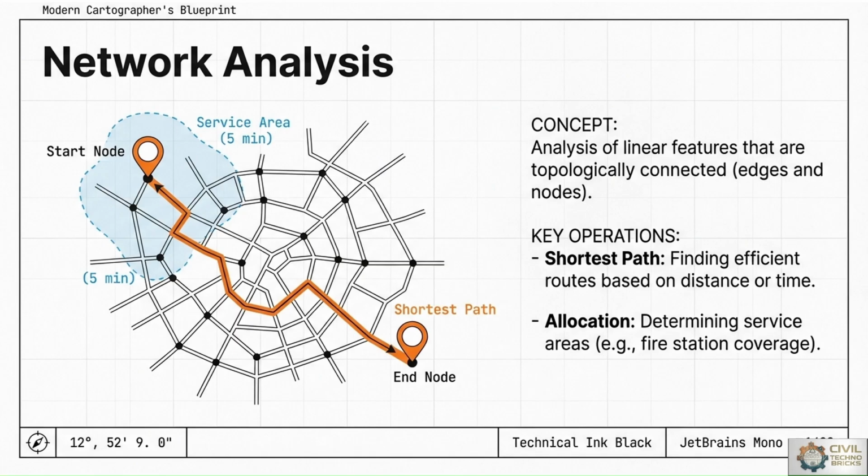So the concept behind network analysis is the analysis of linear features that are topologically connected, just like edges and nodes. So what are the operations? We have to check or consider the shortest path, finding efficient routes based on distance or time. Secondly, allocation, determining the service areas, like fire station coverage, hospitals, schools, or railway stations, etc.